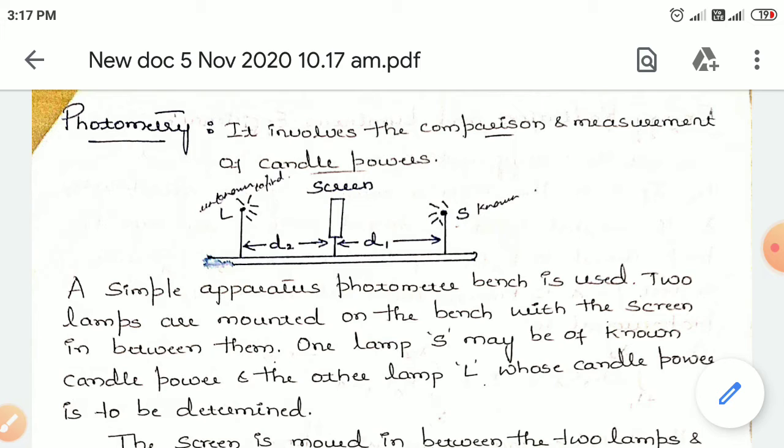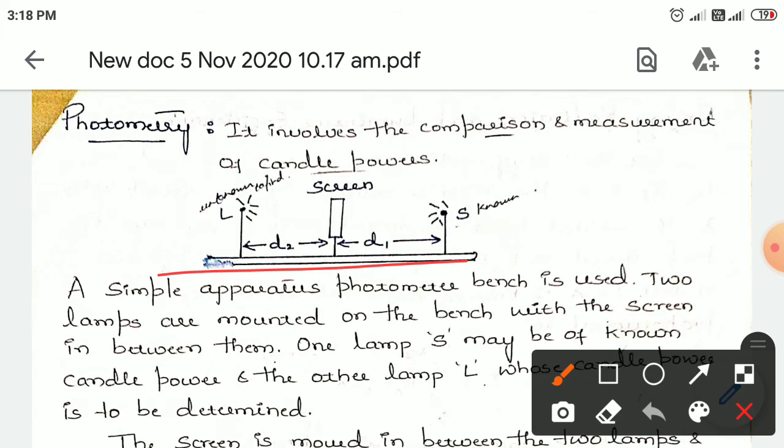Photometry is a simple method used to measure as well as compare the candle powers of lamps. What does it consist of? It consists of a photometer bench and two lamp sources, one of known candle power and one whose candle power we have to find out. Those two lamps are placed at distances D1 and D2 respectively from the screen, which is placed in the middle.